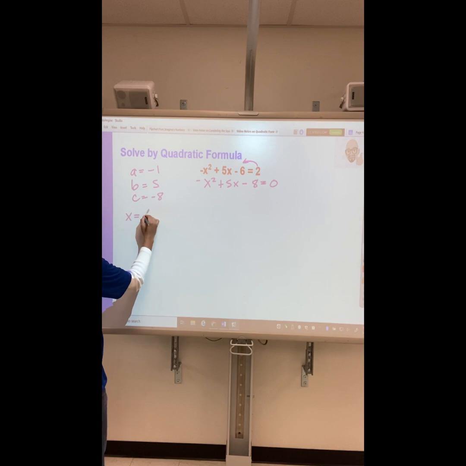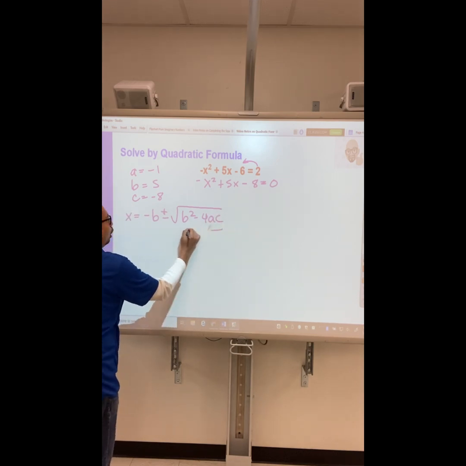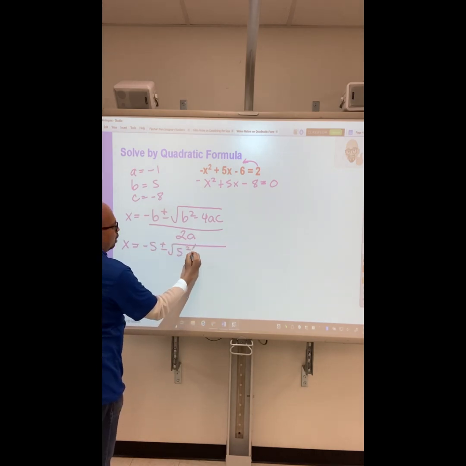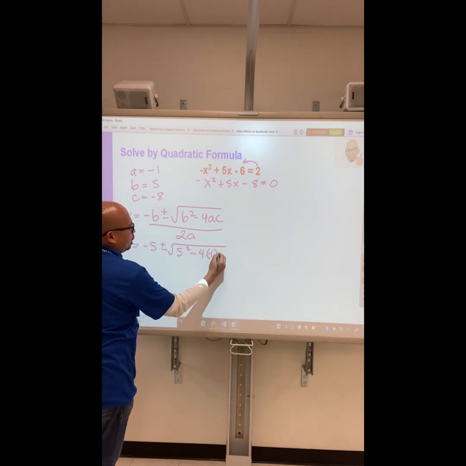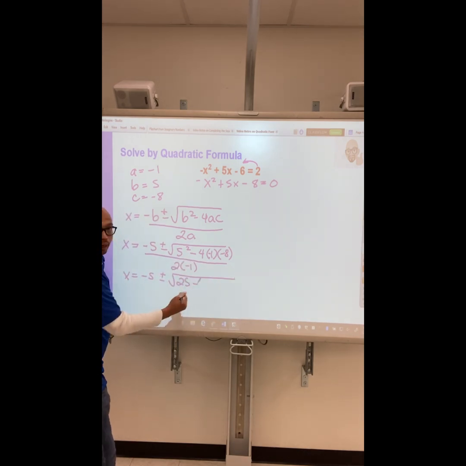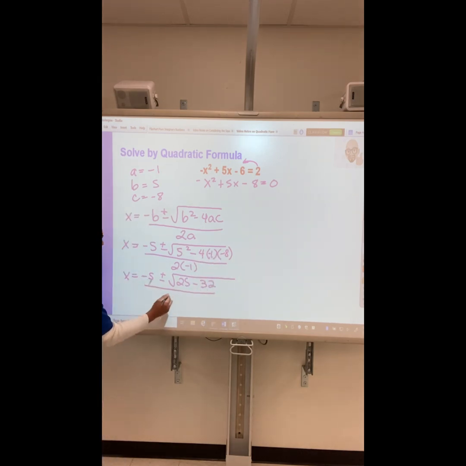Applying the formula, x equals negative b plus or minus the square root of b squared minus 4ac all over 2a. x is equal to negative 5, using the value of b here, plus or minus, and again b is 5 squared, minus 4, a is negative 1, c is negative 8, all over 2a. x equals negative 5 plus or minus the square root, 5 squared is 25, minus negative times negative times negative, so that will become negative 4 times 1 times 8, which is going to be 32, all over negative 2.